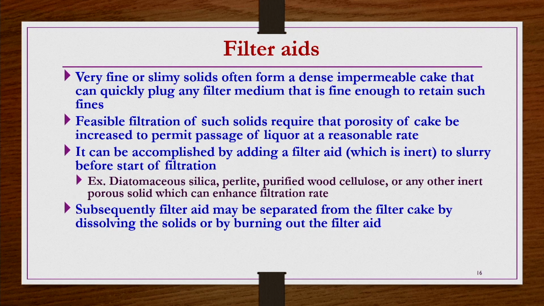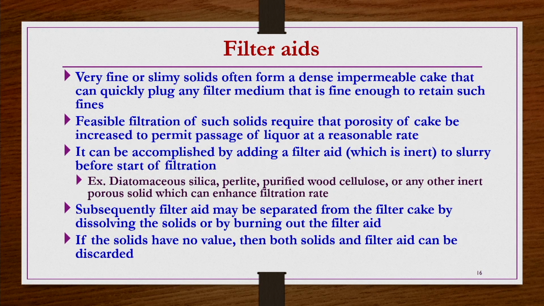Subsequently, the filter aid may be separated from the filter cake by dissolving the solids or by burning out the filter aid. If both solids and filter aid are of no use, then both of them can be discarded together. You do not need to separate the filter aid. If your solids are an important product, then you have to separate the filter aid from the solids that are being retained. If the solids are not important for any further application, if they are simply to be discarded, then both the filter aid and the solid can be discarded together.